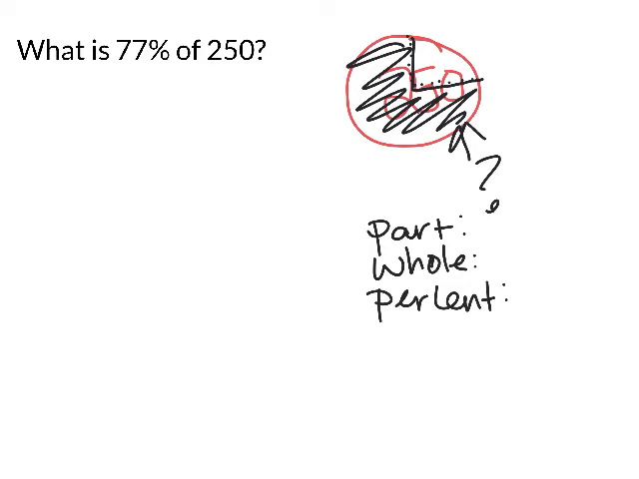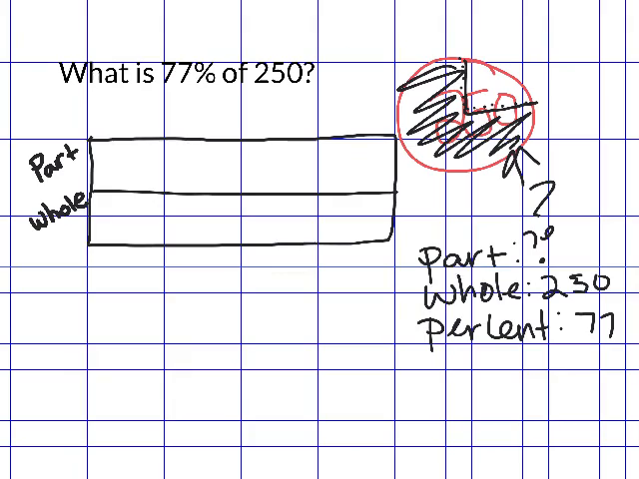So like I said, the part, we don't know. The whole is 250, and the percent is 77, or 77 out of 100. All right, so on this one, we're not going to do a double number line. That 77 doesn't go in nicely to 250, so that would not be very helpful. Instead, we're going to try a ratio table.